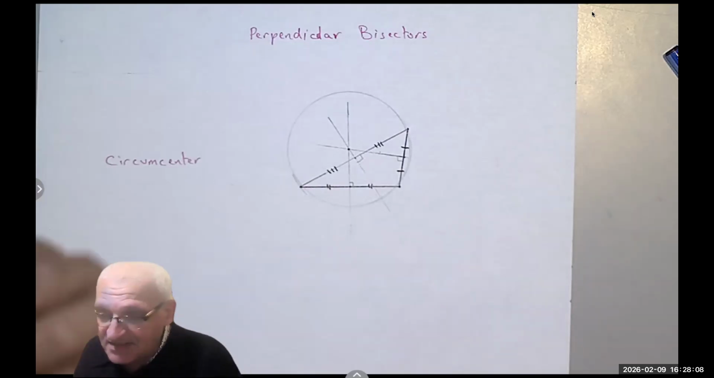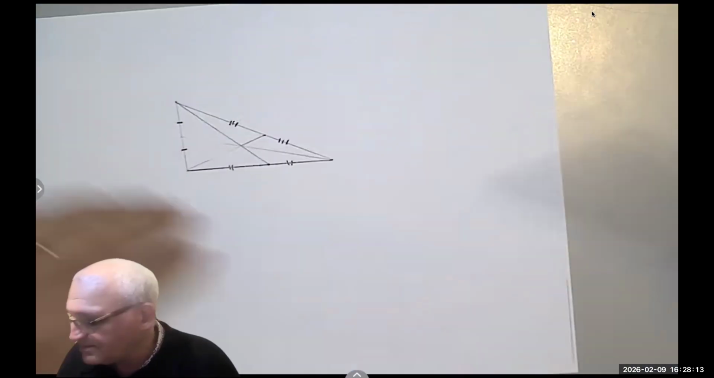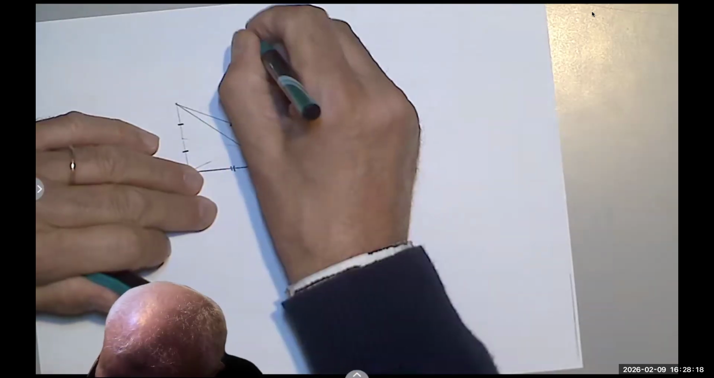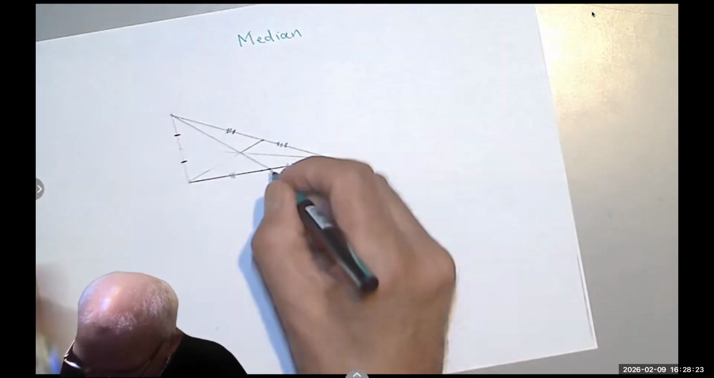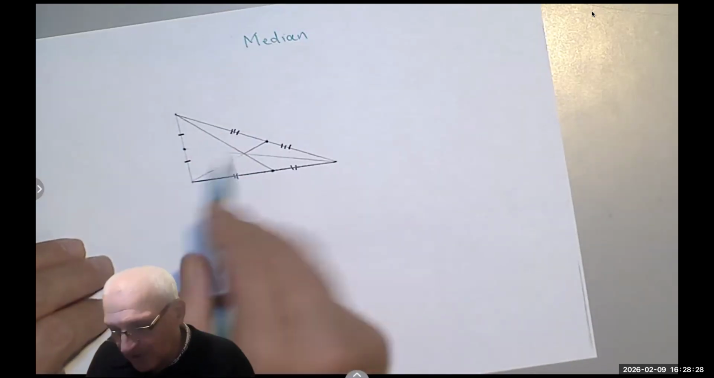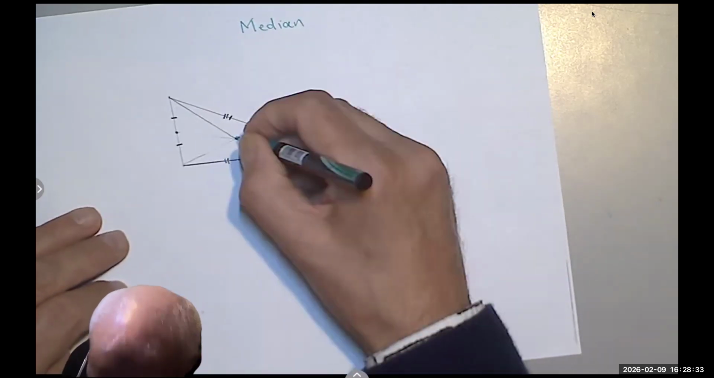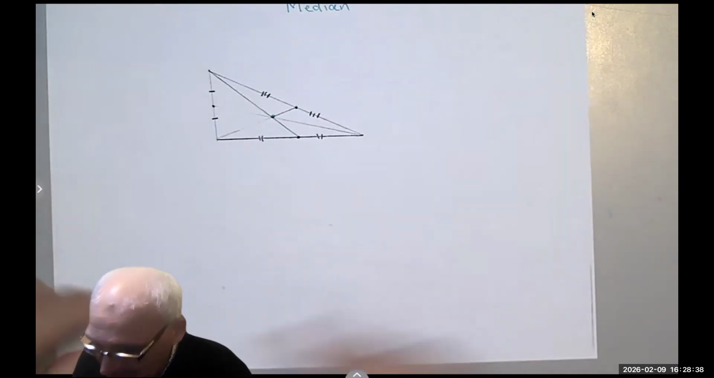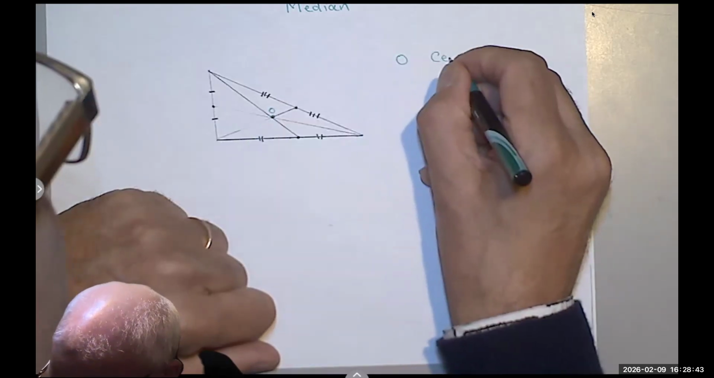The third one is easy, it's the medians. So now again, I take the middle of each side, but I don't draw a line perpendicular to it. No, I join it to the opposite vertex. They will intersect at a point. This point is called what? The centroid. So that point, say O, is called the centroid.